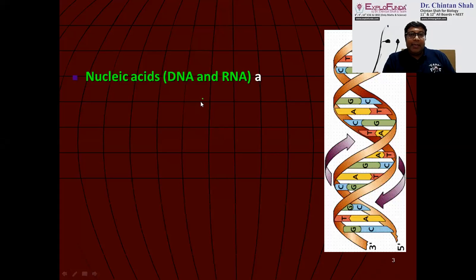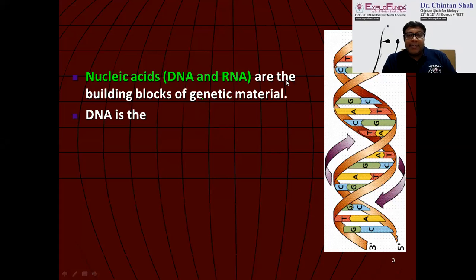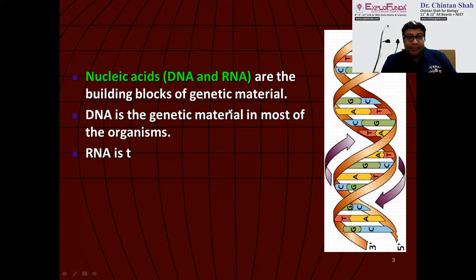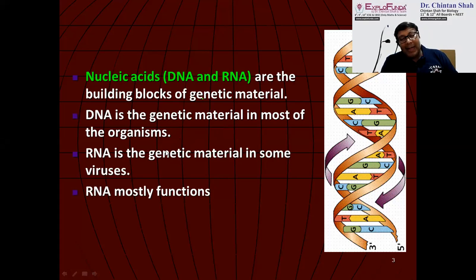Why are DNA and RNA known as nucleic acids? They are known as nucleic acids because they were discovered from the nucleus. So nucleic acids, that is DNA and RNA, are the building blocks of genetic material. DNA is the genetic material in most organisms. RNA is also genetic material in some viruses, but those kinds of viruses are known as retroviruses.